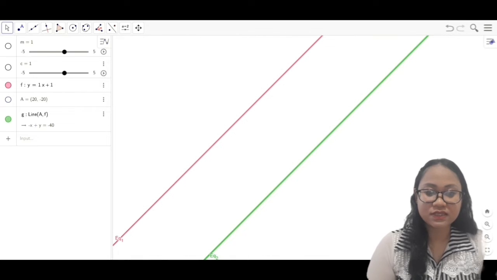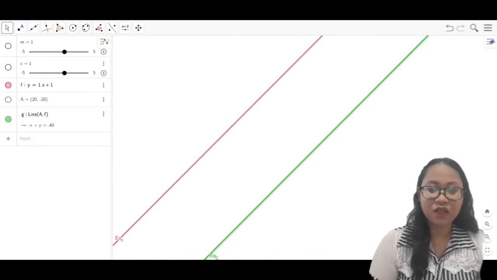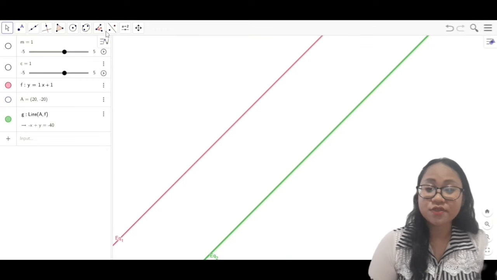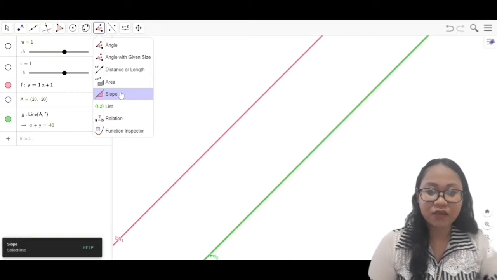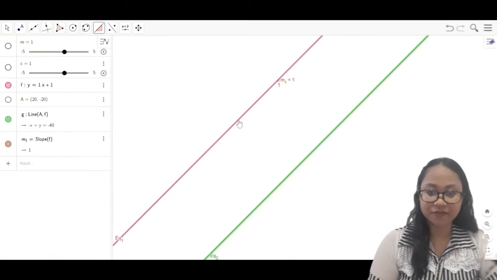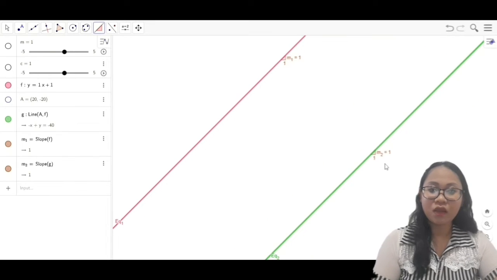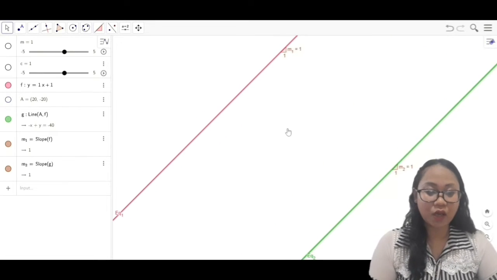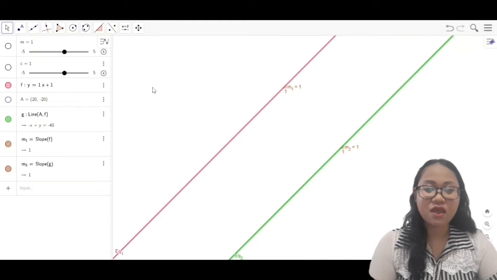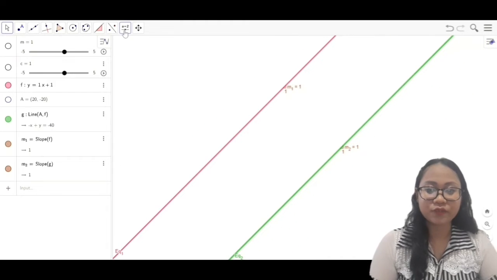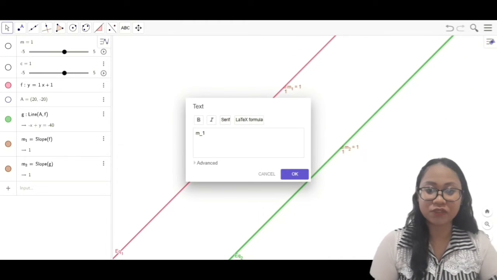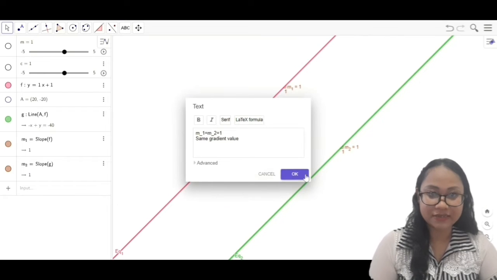The most important step is to find the gradient of these two straight lines. Click on the button, choose slope, and click on each of the straight lines. The gradient values for both graphs have been indicated. As we can see, both of the straight lines that are parallel with each other have the same value of gradients.